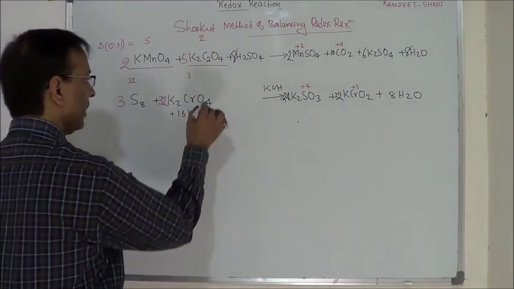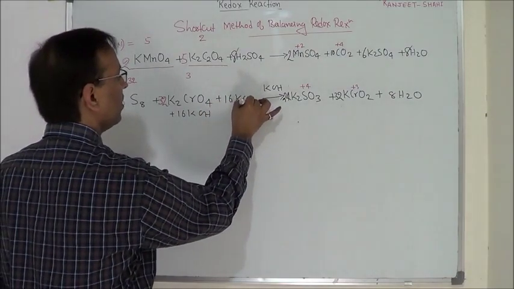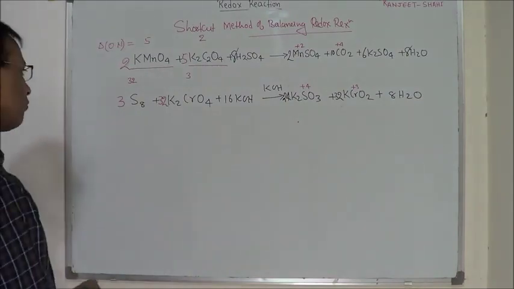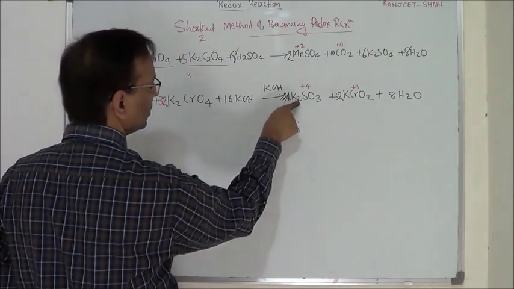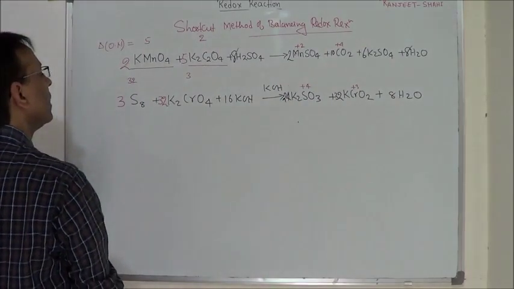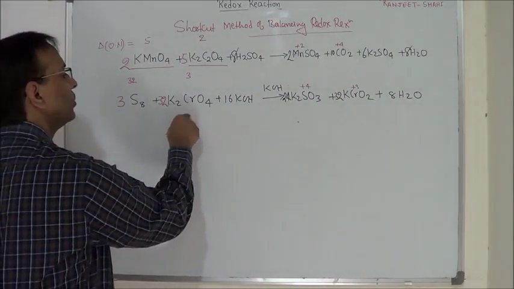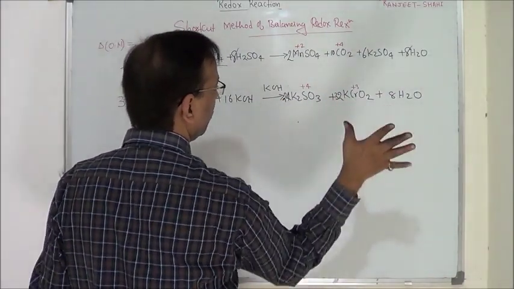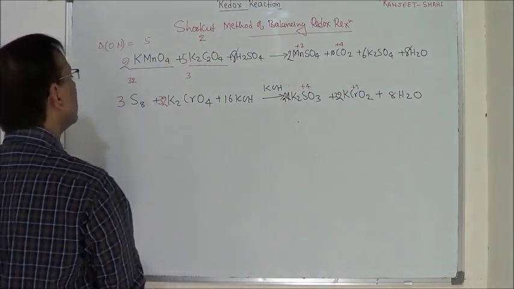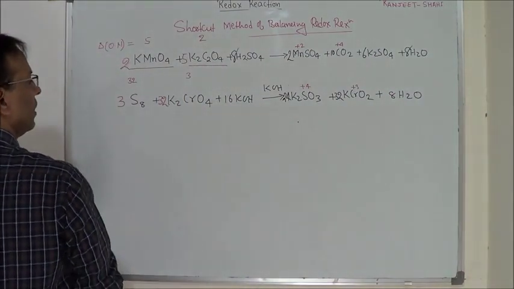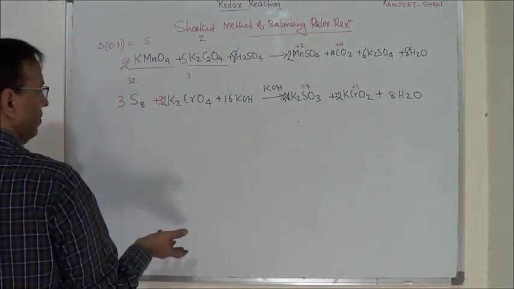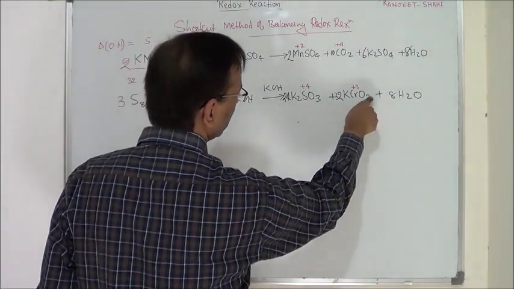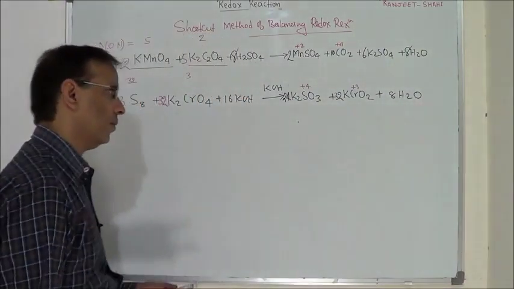So actually, here 16 KOH will come, and now it is a balanced redox reaction. You can see 3 into 8, 24, so 24 sulfur. 32 into 2, 64 and 16. 80 potassium, 24 into 2, 48 plus 32, 80 potassium. 32 chromium balanced. Oxygen, hydrogen can be seen, 32 into 4 plus 16. If you add them, 24 into 3 plus 32 into 2 plus 8, that will be equal.